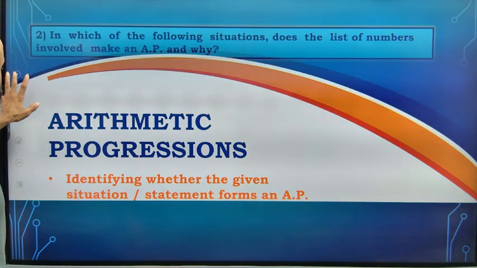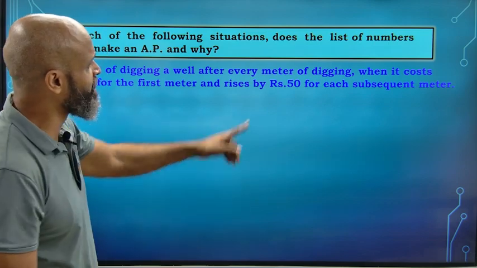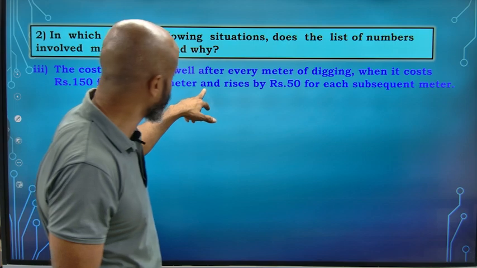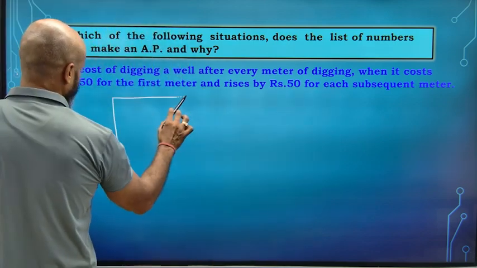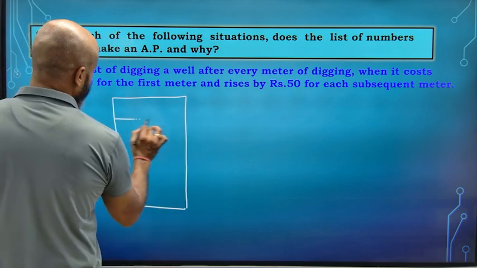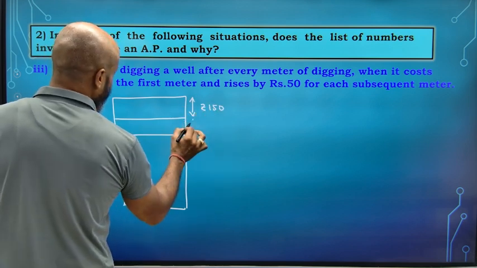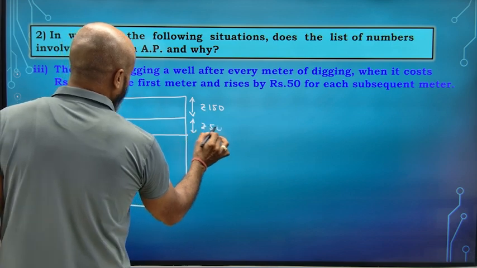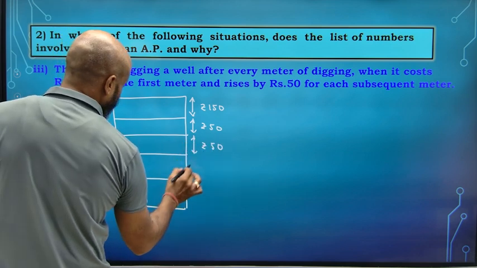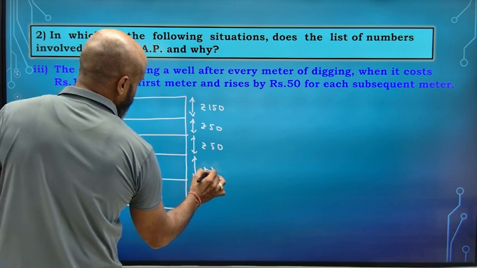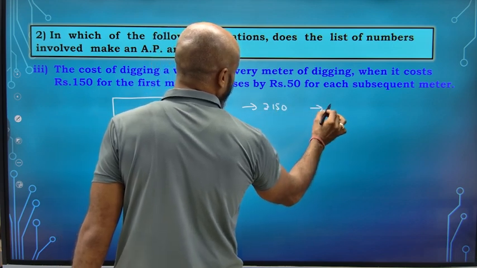Okay, let's move on. In which of the following lists is the cost of digging a well after every meter of digging, when it costs rupees 150 for the first meter and rises rupees 50 for each subsequent meter? So let's say we have a well here. We are digging this well. The first 1 meter will cost you rupees 150. The next 1 meter is going to cost you an additional rupees 50. The next 1 meter is again an additional rupees 50, and so on and so forth. So for the first 1 meter, you are charged rupees 150.